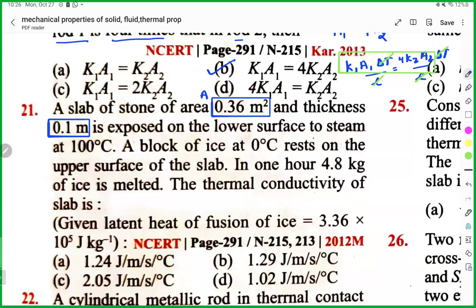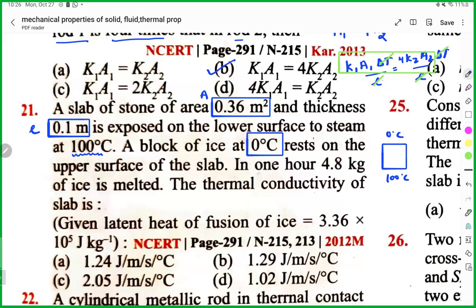Exposed to the lower surface of steam, one temperature is this. Block of ice at temperature this at rest on the upper surface of the slab. So this is the slab. Lower surface 100, upper surface 0. Area is this and thickness is this.